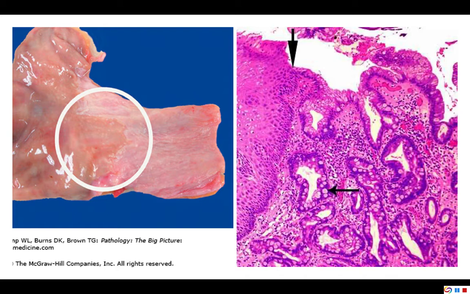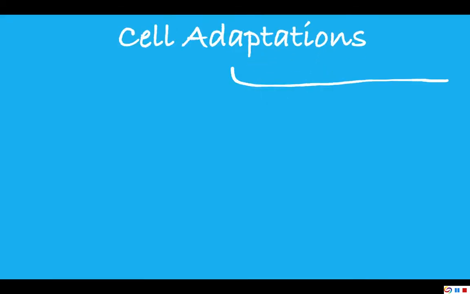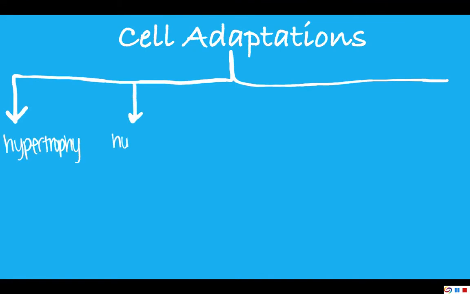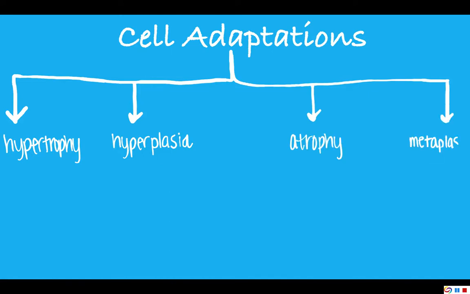So that's metaplasia. Now, to summarize, we had the 4 types of cell adaptations. We had hypertrophy. We talked about physiologic and pathologic. We had hyperplasia. We talked about pathologic and physiologic. We talked about atrophy, both physiologic and pathologic. And then we talked about metaplasia.